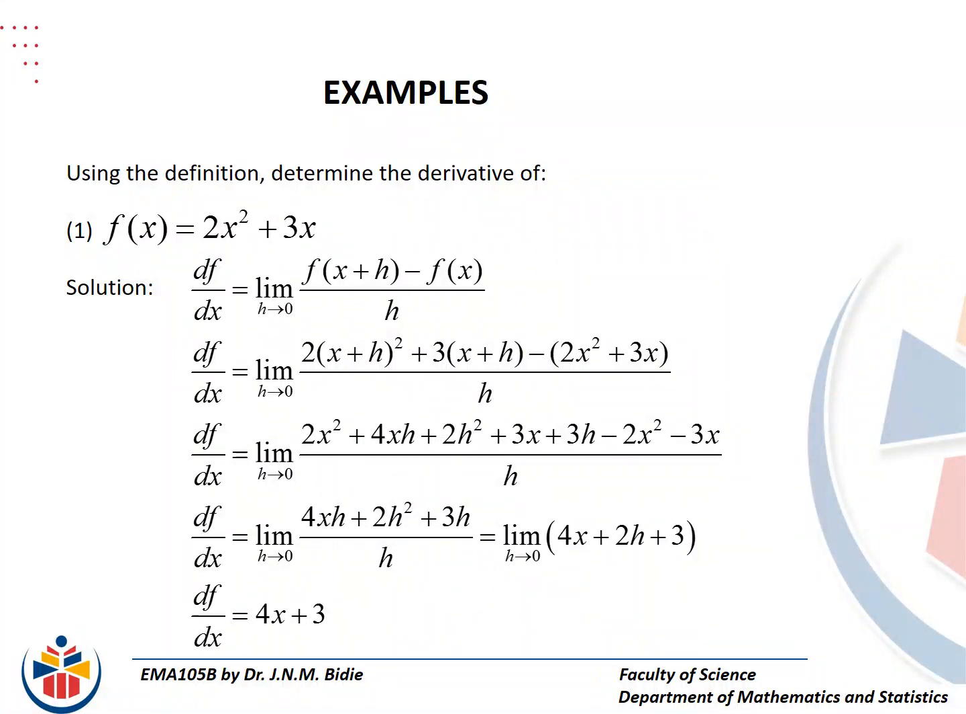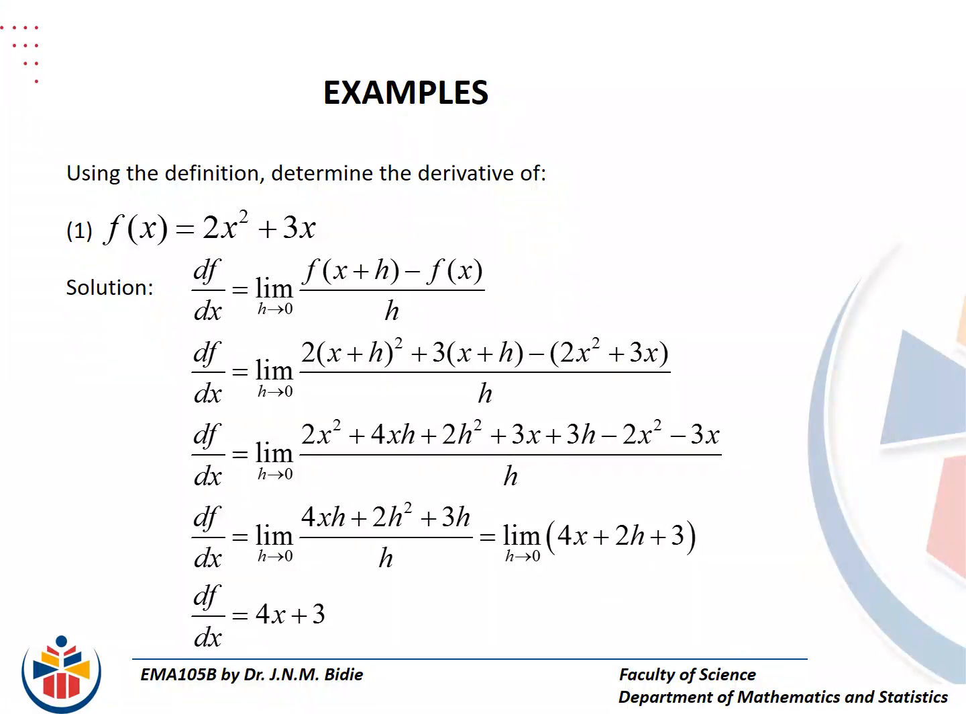And then we simplify our numerator, removing all the brackets. So I've got 2x squared. Please check whether my calculations are correct. Plus 4xh plus 2h squared for the first term. Plus 3x plus 3h. Then I remove the brackets for f of x. So therefore I've got minus 2x squared minus 3x. All of this is divided by h.